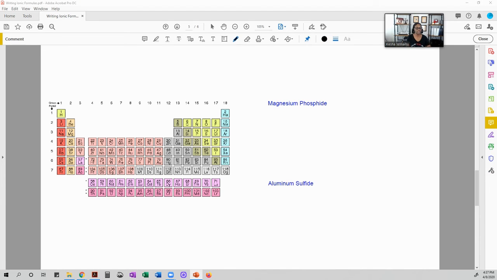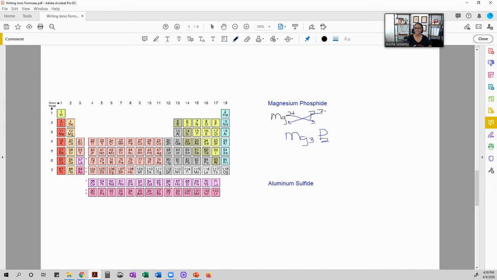Now let's look at a couple more examples. Magnesium, we know, has a 2 positive, and phosphide is in group 15, so we know that this has a 3 negative. When we use our drop and swap, the 2 for magnesium becomes the subscript for phosphide, and the 3 for the phosphide becomes the subscript for magnesium. In this case, we will have a chemical formula of magnesium 3 phosphide 2.